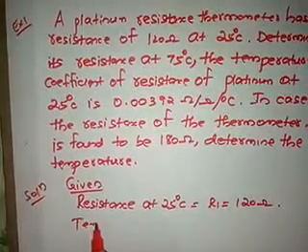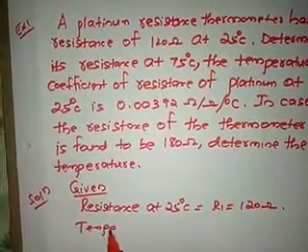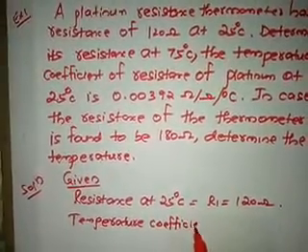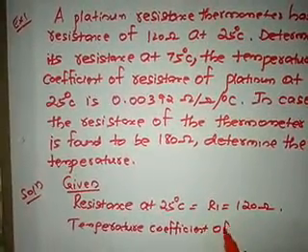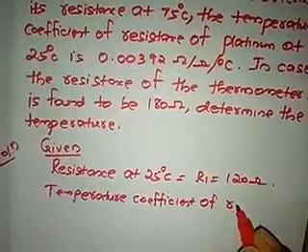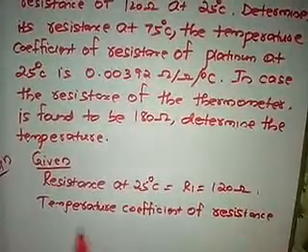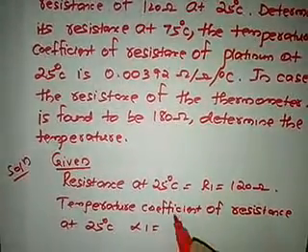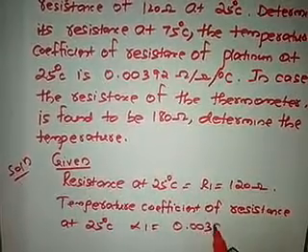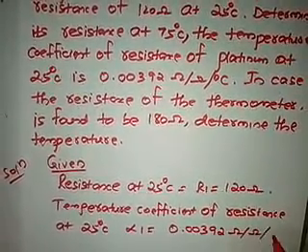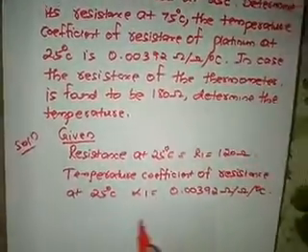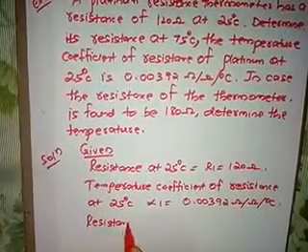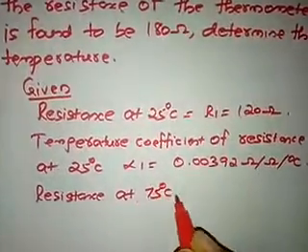Temperature coefficient of resistance at 25 degrees Celsius. So that is alpha 1 is given, that will be equal to 0.00392 ohm per degree Celsius. Right. So he has asked to find the resistance at 75 degrees Celsius. Resistance at 75 degrees Celsius is asked to find.